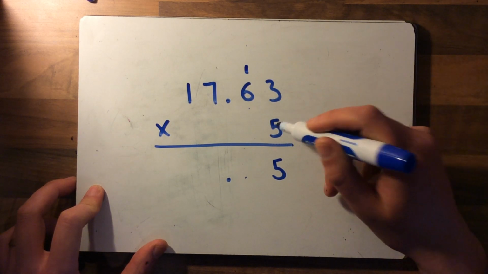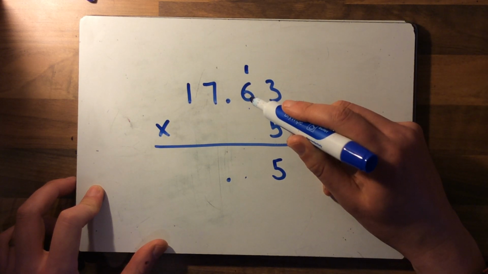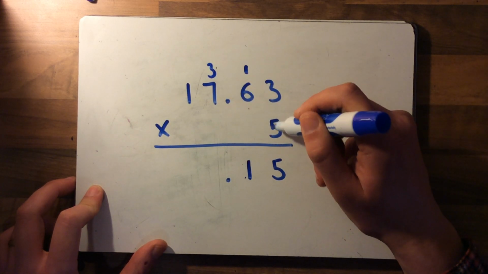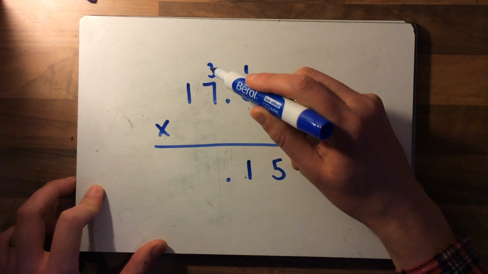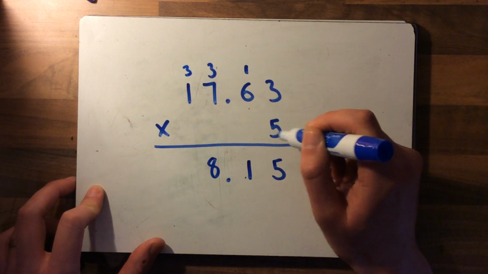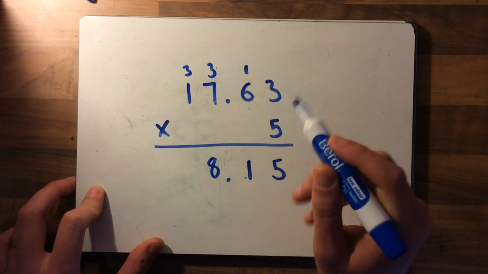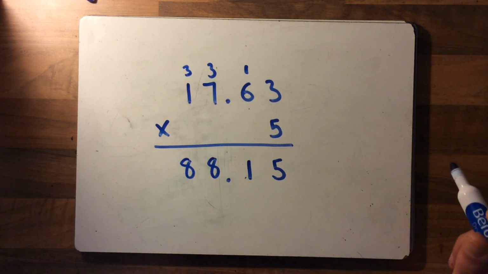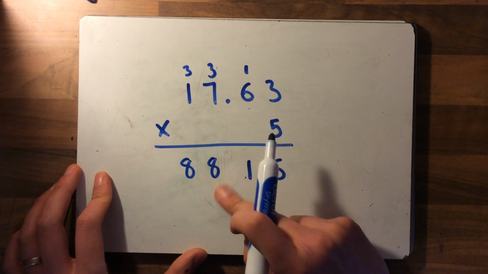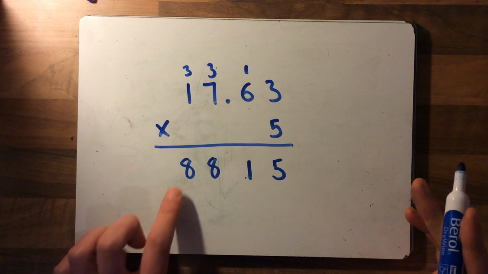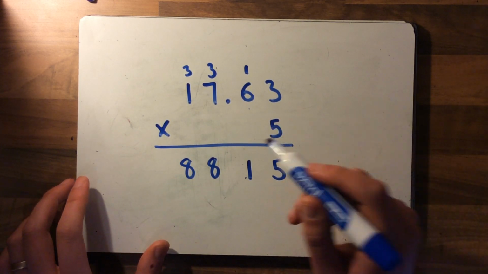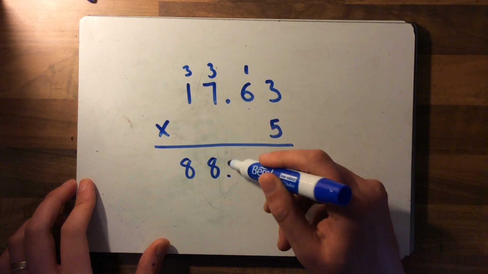So let's do 5 times by 3, which is 15. 1 gets carried over there. 5 times by 6, which is 30, add 1 is 31. 5 times by 7, which is 35, add on 3 is 38. 5 times by 1 is 5, add the 1 is 8. To get to our answer of 88.15. And again, if I haven't put that decimal point in, look how wrong my answer is. 8,815. Completely wrong. It's got to be here, lined up.